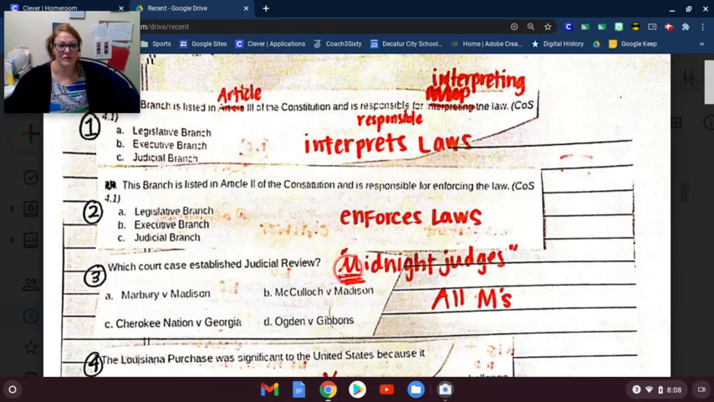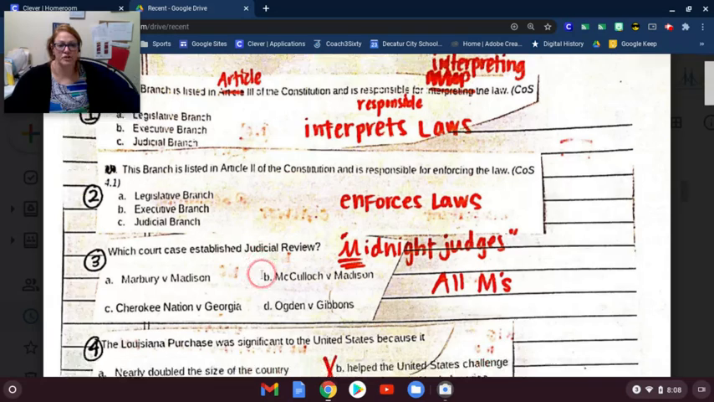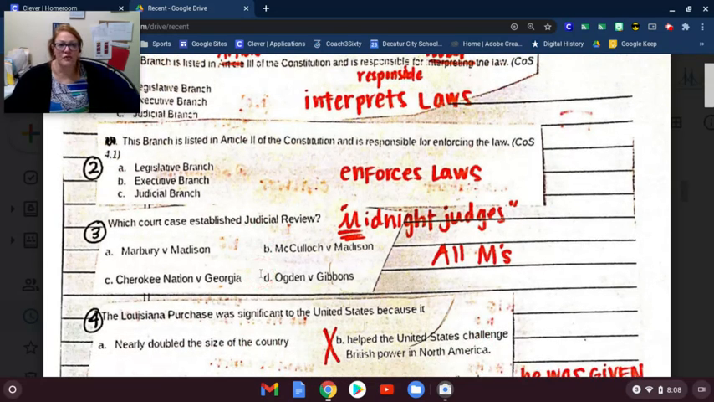This court case established judicial review. You have to think about midnight judges. Marbury, Madison, midnight judges. All 3 M's will get you the answer to judicial review. And remember, judicial review is basically interpretation of the Constitution. The fact that they declare things constitutional or unconstitutional, that is their job. This court case establishes that.